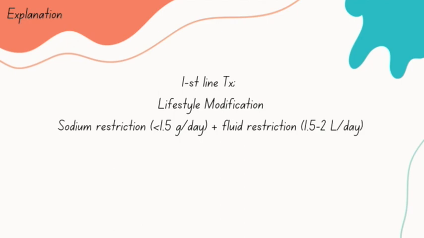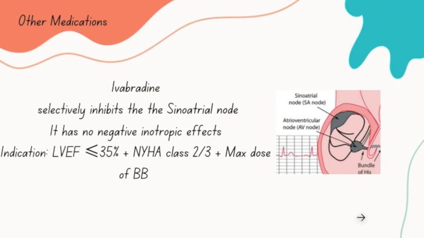So that being said, let's talk about other medications. Ivabradine makes you go slower. It's just like beta blockers, but it starts with an I, ivabradine. But it does not affect the contractility. It mainly works on the SA node and makes you go slower. Take it easy. It goes slower without affecting contractility. It has no negative inotropic effect.